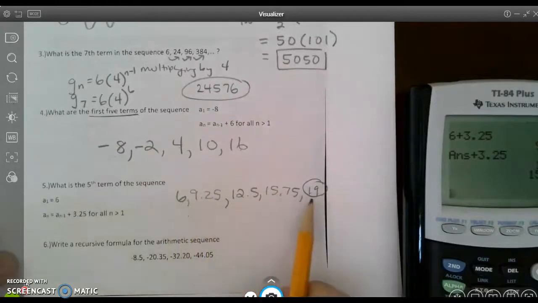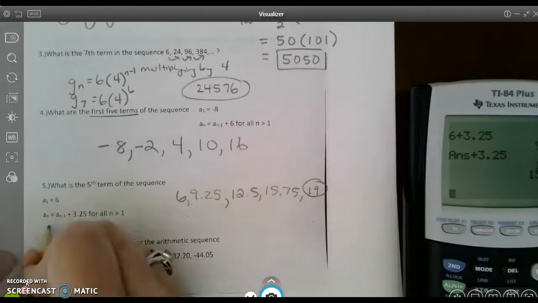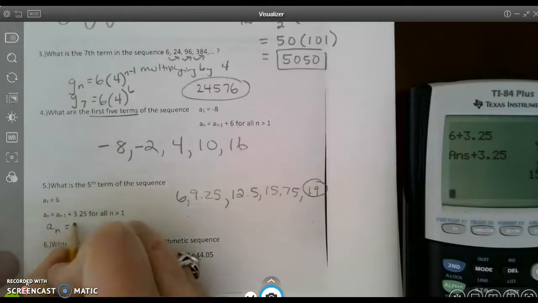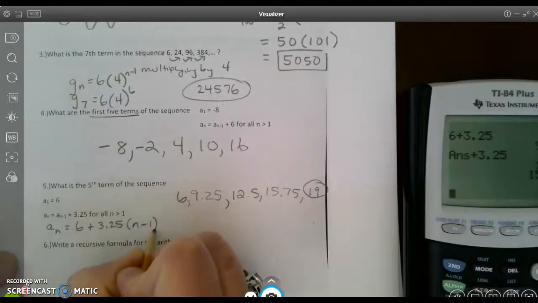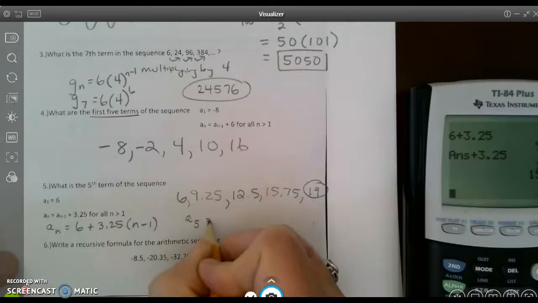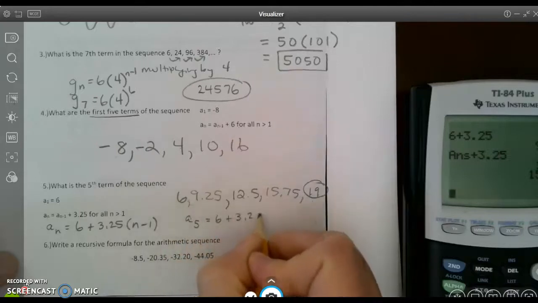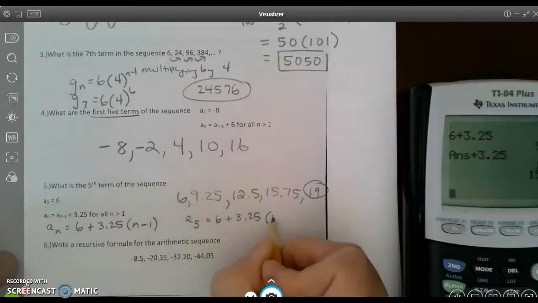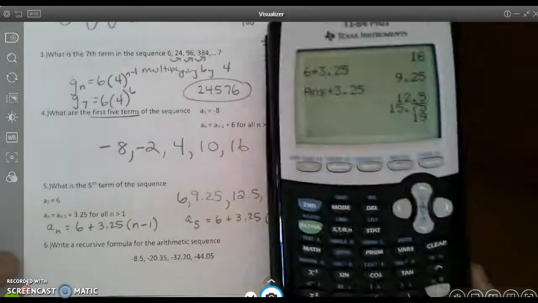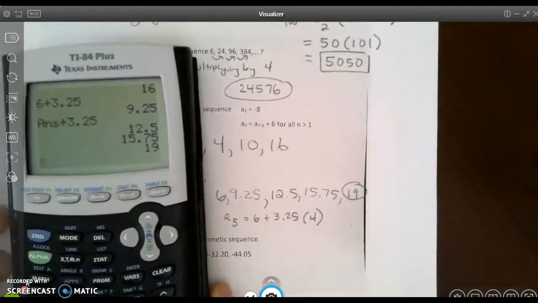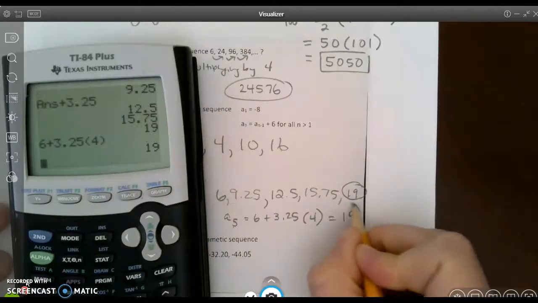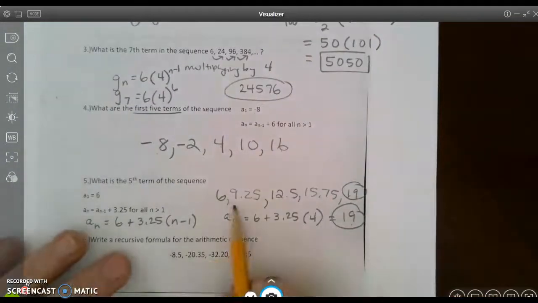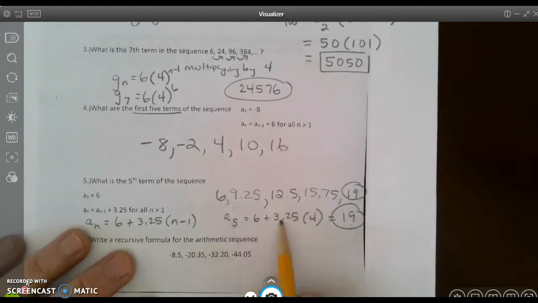If I didn't want to do all of that, I could have written my explicit formula. A sub n equals the first term plus 3.25 times n minus 1. So a sub 5 would be 6 plus 3.25 times 5 minus 1, which is 4. And I could have just typed that into my calculator. 6 plus 3.25 times 4 and gotten 19. So I can either go through and find all the terms, or I can use my explicit formula.